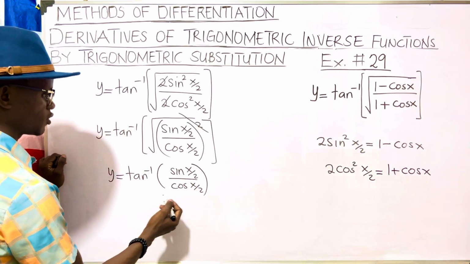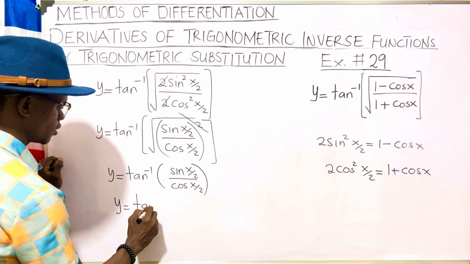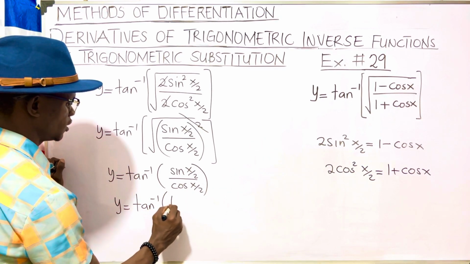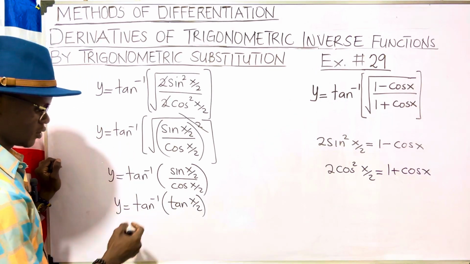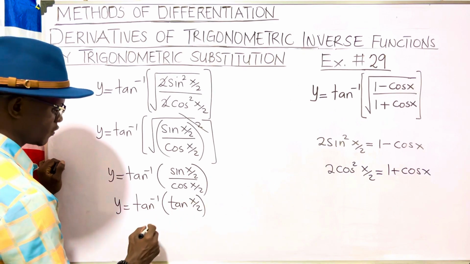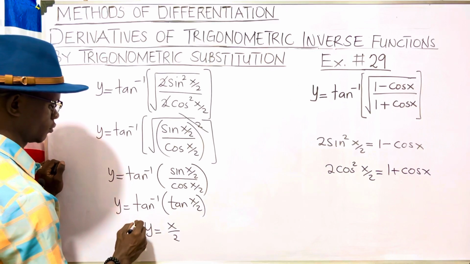What is sine over cos? Sine over cos is the quotient identity for tangent. So this is tangent of x over 2. So tangent inverse of tangent of x over 2 would just be equal to x over 2.